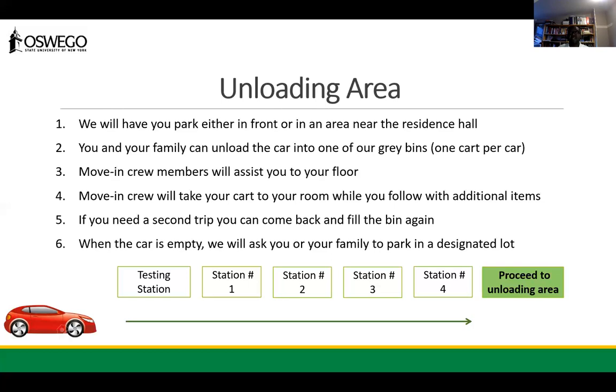And you're probably thinking, well, at this point, where is the family? So the family is still with the vehicle. There are probably other items that we need to remove from the vehicle. They haven't entered the residence hall. All family at this point will still be with the vehicle. And I'll share a few more details as we go. So if a student needs to make a second trip, they can come back, fill it in again. It might take 2 trips. When the car is empty, we'll ask you and your family to park in the designated lot.